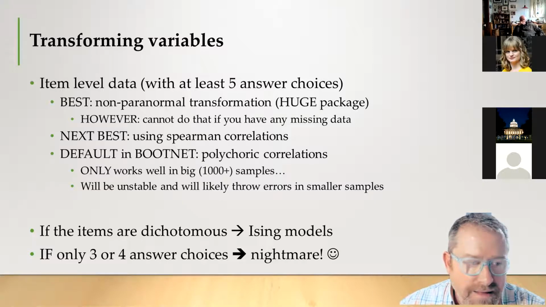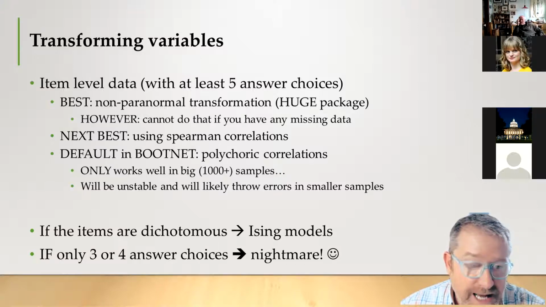But when they were presenting this in the talks, it seemed like they were talking about this not just with item level data, but with any data. If you want to deal with skewed variables, the best thing you can do is a non-paranormal transformation. And there's a huge package that lets you do that. Unfortunately, with huge you cannot have any missing data.